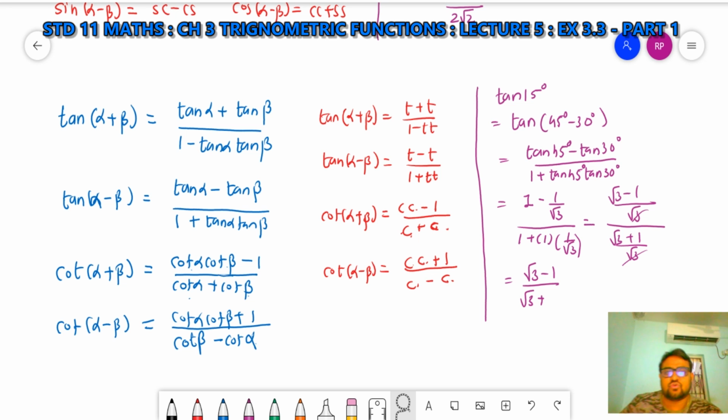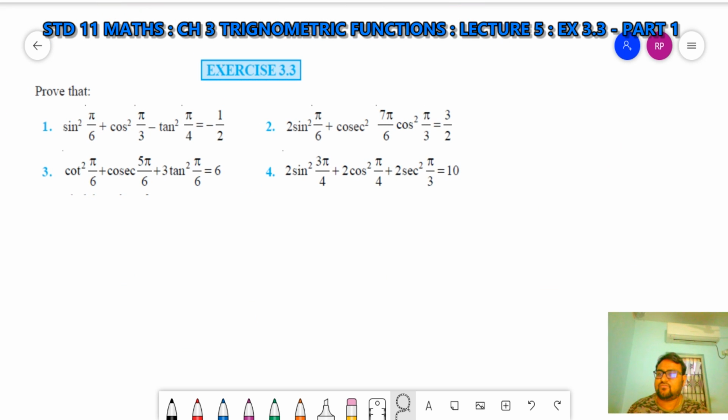Okay, so now let's move to exercise 3.3. Based on these formulas and the basic formulas that we learned in the previous session, we will be able to solve questions 1 to 7. So let's start with exercise 3.3. Questions 1, 2, 3, and 4 are just based on the values of trigonometric functions having specific angles. Now remember this: pi by 6 is 30 degree, pi by 3 is 60 degree, pi by 4 is 45 degree, pi by 2 is 90 degree. Clear? Okay, so let's start with the first one.